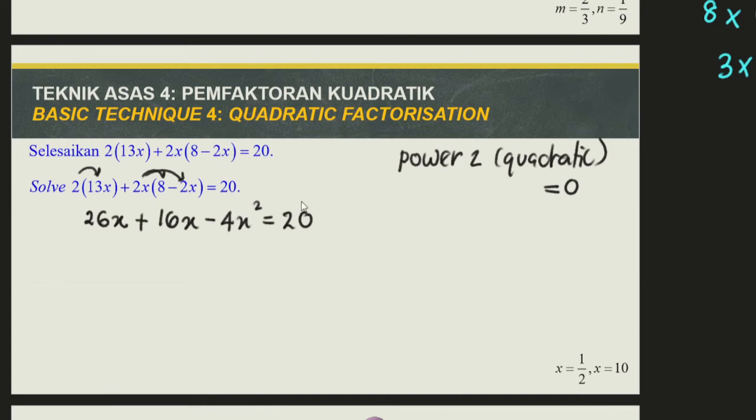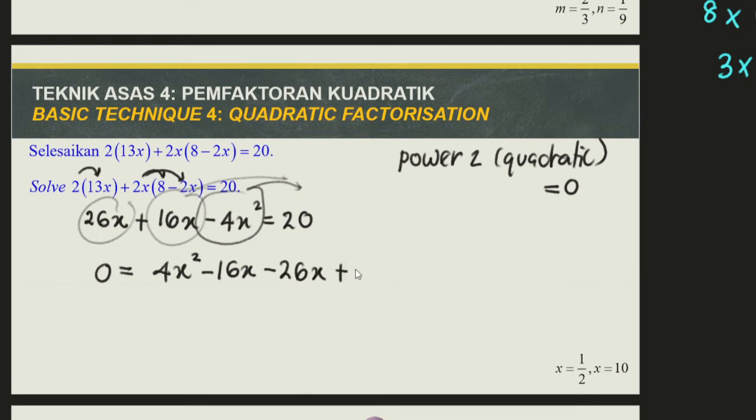Okay, usually you can bring the 20 to the front, no problem. But in this case, since the power of 2, the value here is negative 4, I would prefer to make this a positive 4. Therefore, I'm going to move all of them behind. You understand? So here is going to be 0. So it's going to be 4x squared minus 16x minus 26x plus 20.